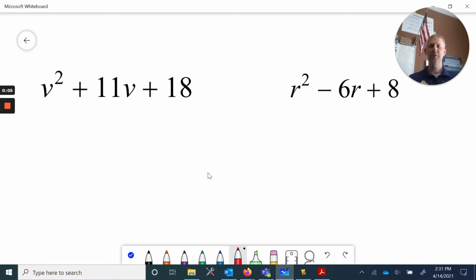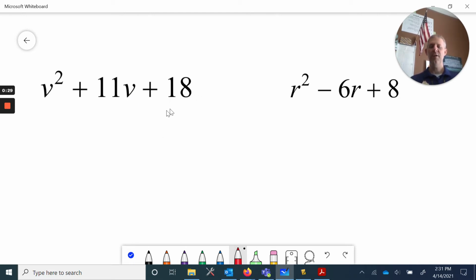In today's video, I'm going to talk about how to factor trinomials, so three-termed expressions, in this special form using the box method. So here we go. What we're looking for is a special type of trinomial. It's got a squared term, a first degree term, and a constant term. So like v squared plus 11v plus 18. So we got a variable to the second power, variable to the first power, and then a constant or just a numerical term.